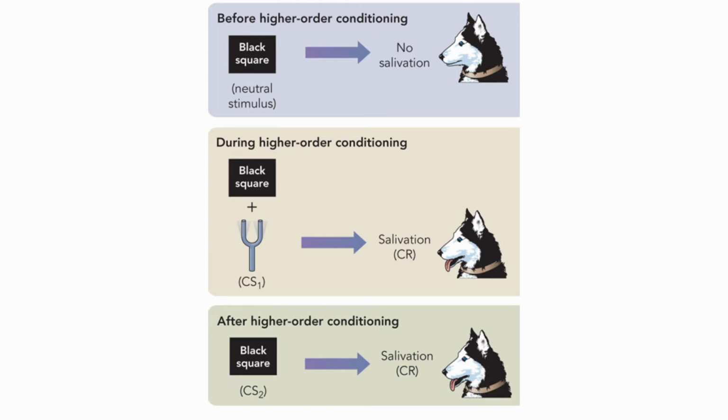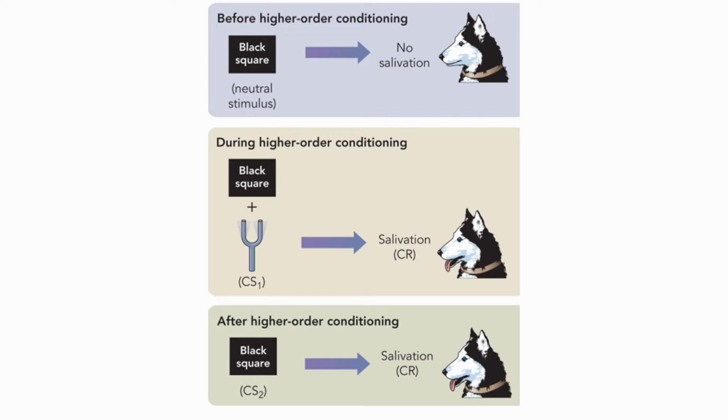Actually, most of the stuff that we learn nowadays through classical conditioning is through higher order conditioning. It's not very often that we have that primary association with something like food. So we usually form associations with things that we already have associations with.